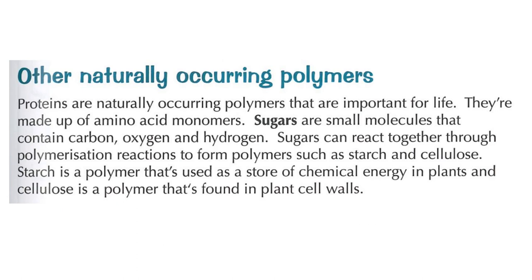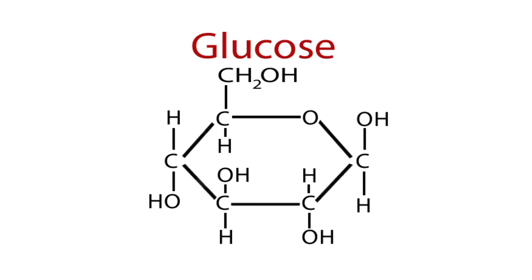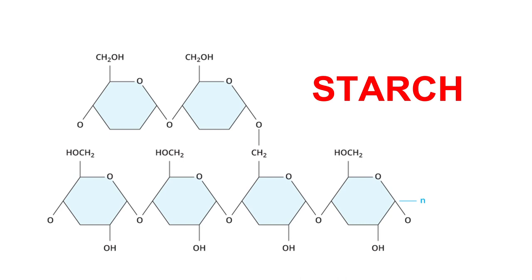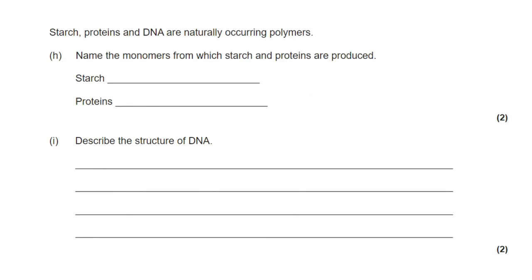And one final thing they have mentioned before is starch. Starch is also a polymer made from glucose. You don't need to know the structure of that glucose until A level. So just look at the hexagon shapes. But starch is a polymer of glucose stuck together as well. So here are some examples.